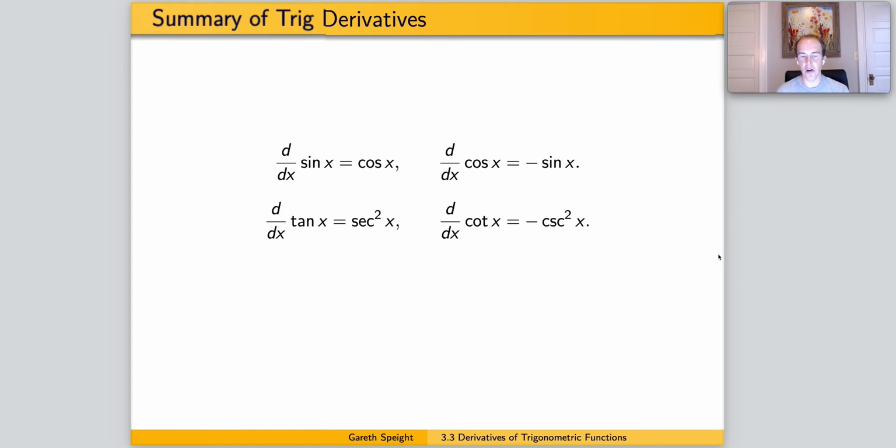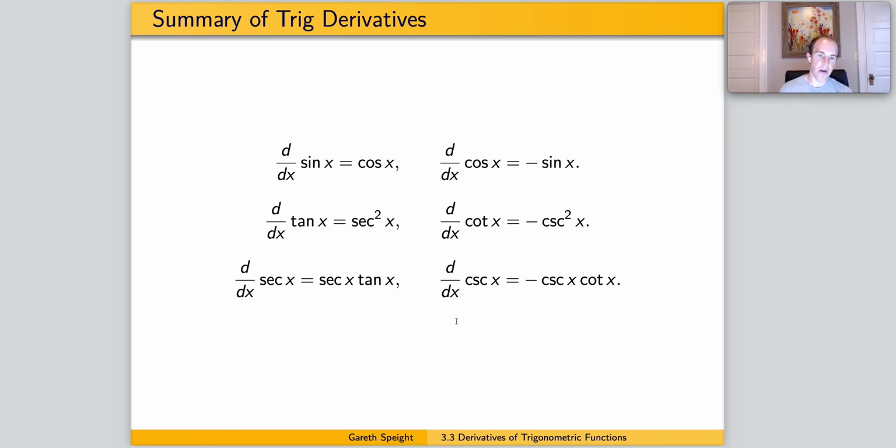You could do this for all the trig functions. So here's a summary. The derivatives of sine, cosine and tangent we talked about. The derivative of cot is minus cosecant squared. The derivative of secant is secant x times tangent x. The derivative of cosecant x is minus cosecant x times cot x. So how would you do these? For instance, secant you can write as 1 over cosine, so you can use the quotient rule. Cotangent is cosine divided by sine, use the quotient rule. Cosecant is 1 divided by sine.